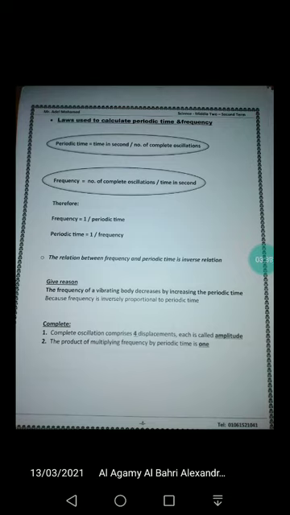How can we calculate the periodic time and frequency? Periodic time can be calculated by dividing the time in second by the number of complete oscillations. And the opposite to it is frequency, which can be calculated from the relation number of complete oscillations divided by time in second, as you can see. So the periodic time is calculated by dividing the time in second by the number of complete oscillations done by the oscillating body. And this is measured in second.